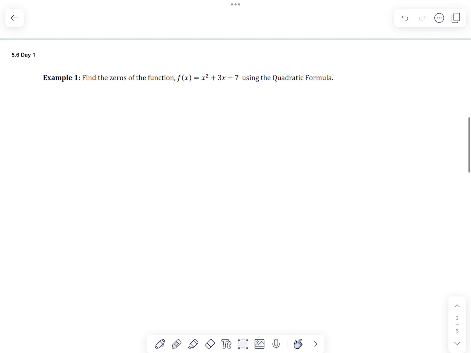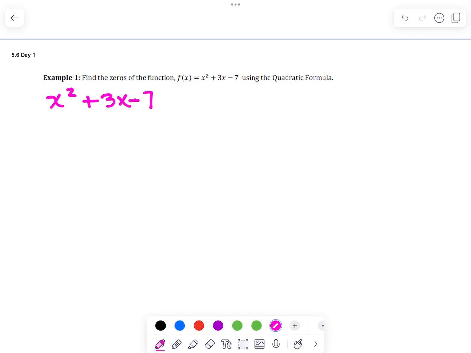So here's an example. Find the zeros of the function using the quadratic formula. The first thing we do is set the function equal to 0. Then we want to make sure it's in standard form, which it is. So we identify the a value, which is 1, the b, which is 3, and the c, which is negative 7. And now I like to write the formula down so it helps me to memorize it. I'd suggest that you do that.